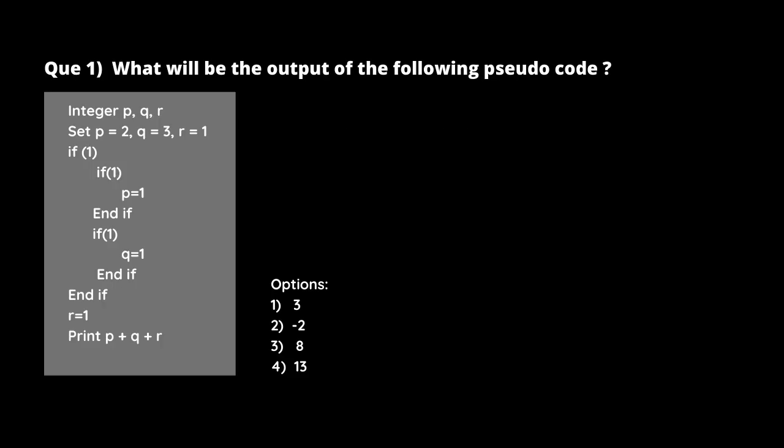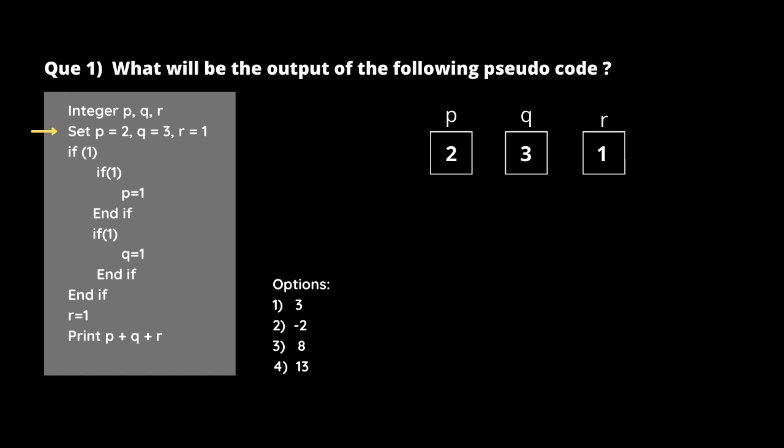As you can see in this question, what will be the output of the following pseudocode? So we will have to solve this pseudocode and find the output, and there are four options given here. The first option is 3, second option is -2, third option is 8, and fourth option is 13. So first of all, let's try to dry run this code line by line.